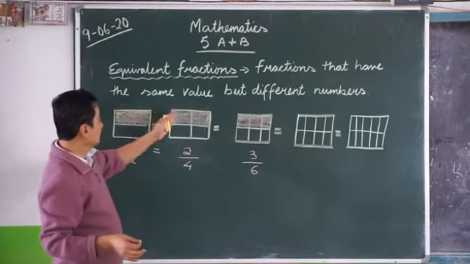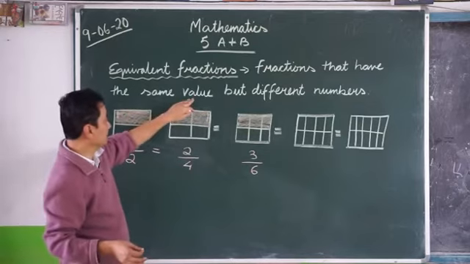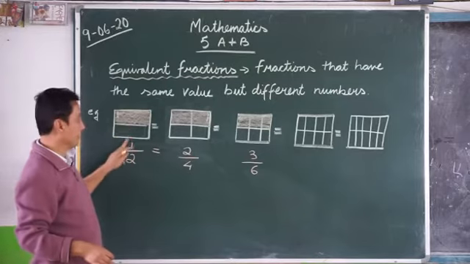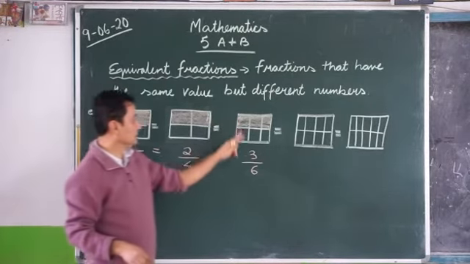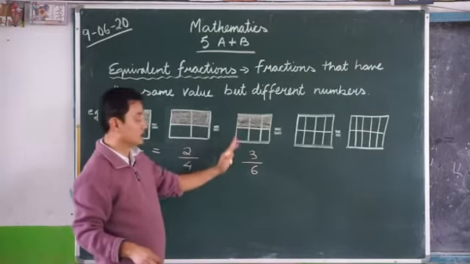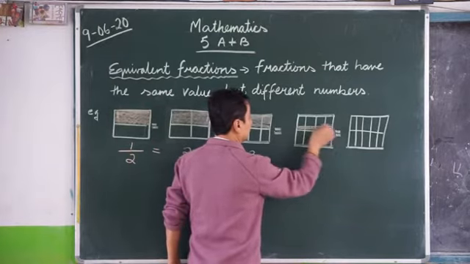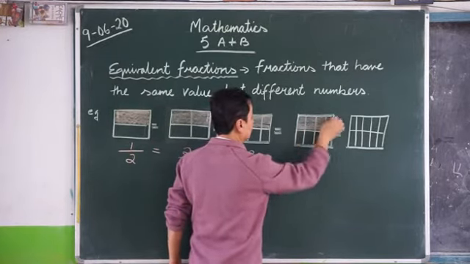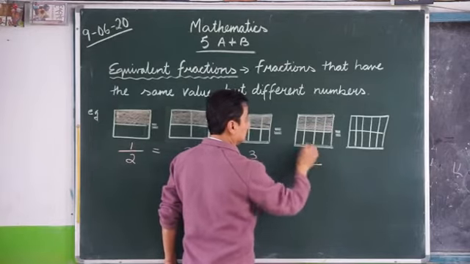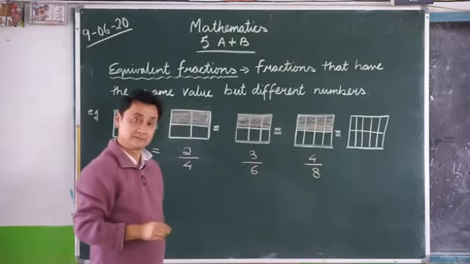But as it says in the definition, fractions that have the same value but different numbers. Over here 1 upon 2, we have 1. Over here you have 2, here 3. It has the same value but the numbers are different. Now let's do this. You are getting how many pieces? 4 pieces. Out of how many pieces? 8 pieces. Okay? Is that clear?